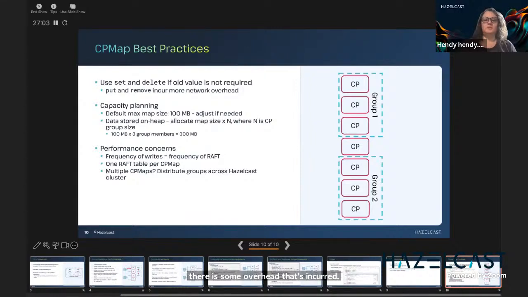If you are using multiple CP map structures, distribute those groups across as many individual cluster members as you can. In this example here, I've got 7 members in my cluster. I don't want to have all of my CP maps running on the same 3 systems, because they're going to bog down those 3 systems and the other 4 aren't going to have nearly the same load. By saying, okay, I'm going to have map 1 under group 1 and map 2 under group 2, I'm distributing that Raft overhead. And again, hopefully that makes sense.